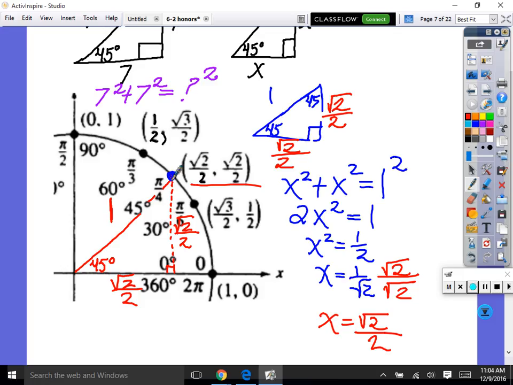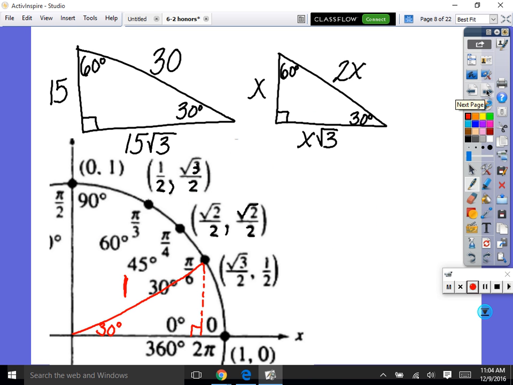So now if I said to you, find the sine and cosine, we can just look at the answers. If I said find the sine of 45 degrees, we could just use this instead of doing this. The sine of 45 degrees is y, which is square root of 2 over 2. Does everybody see? Instead of using right triangle trig, we could use the unit circle now.